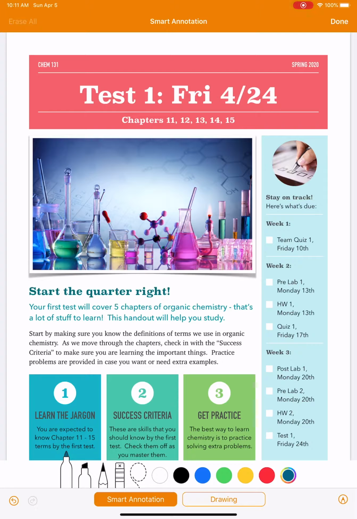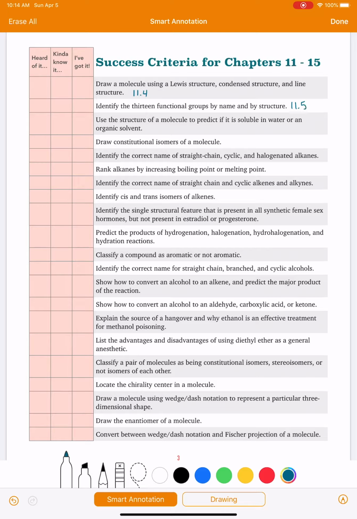Second thing, identify the 13 functional groups by name and by structure. This was in section 11.5, and you have all the functional groups in 3 tables in your textbook. They are in tables 11.2, 11.3, and 11.4, and these are all going to be around page 384 to 386, somewhere in that ballpark, depending on what edition you're using. So you don't have to have these memorized, obviously, but just have that table handy so that you can find them.